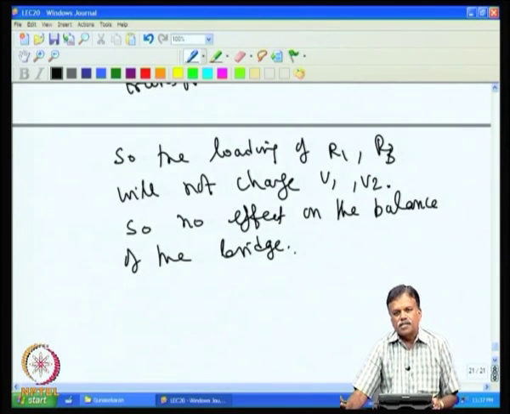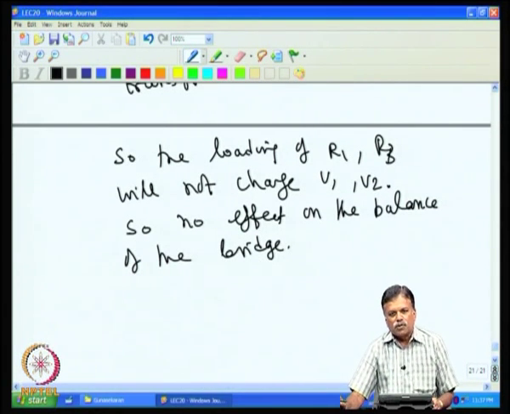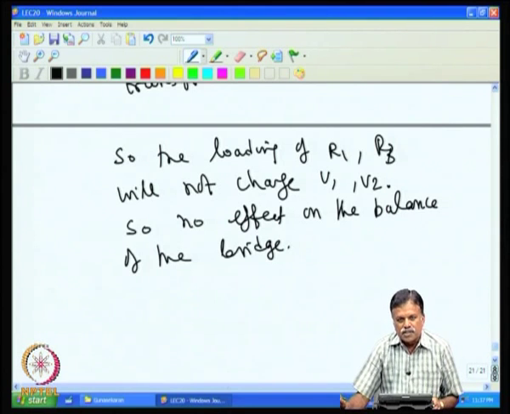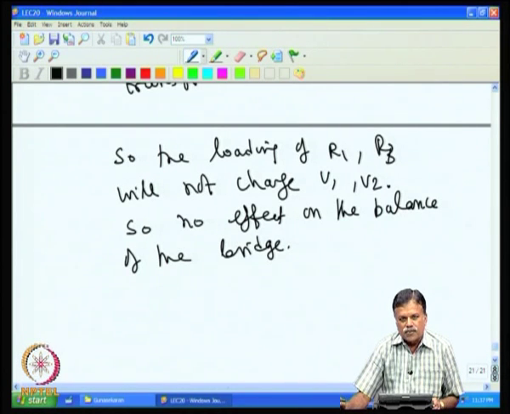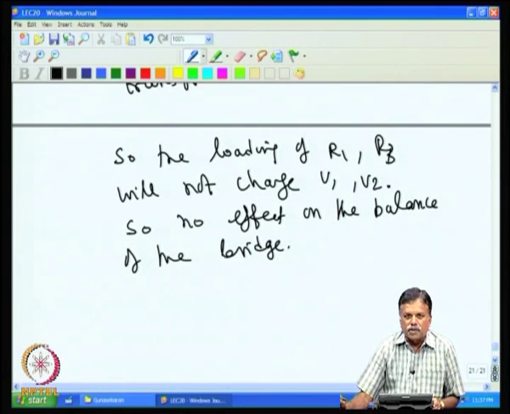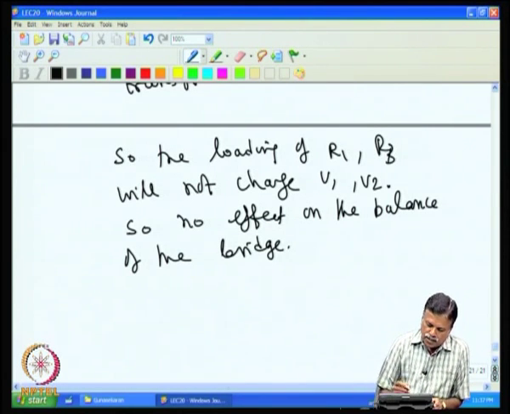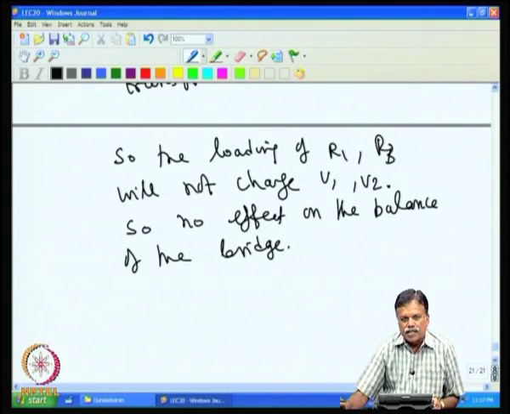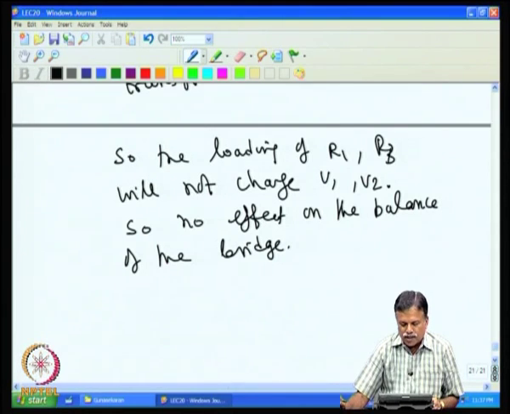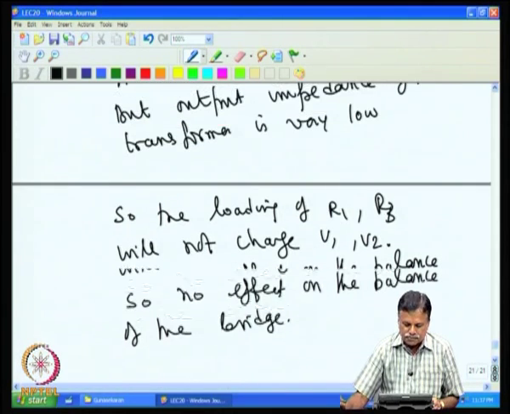Because this leakage resistance has no effect on balancing of the bridge, this method of measurement is very accurate. That is why it is a very popular circuit and it is extensively used for high resistance measurement, and it was originally developed for capacitance measurement. We will discuss later how the capacitance measurement can be done using this bridge accurately.